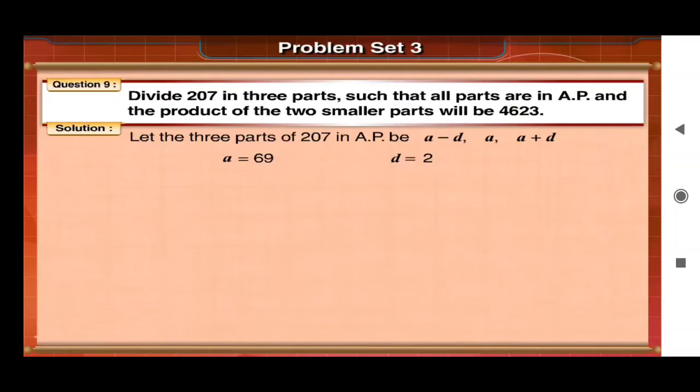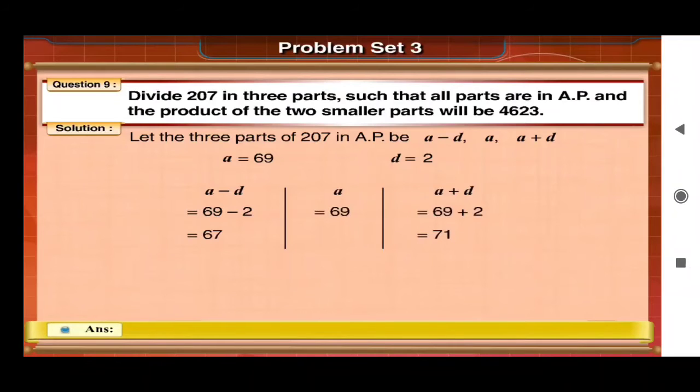On substituting the values in a minus d, a, and a plus d, we get the numbers are 67, 69, and 71.